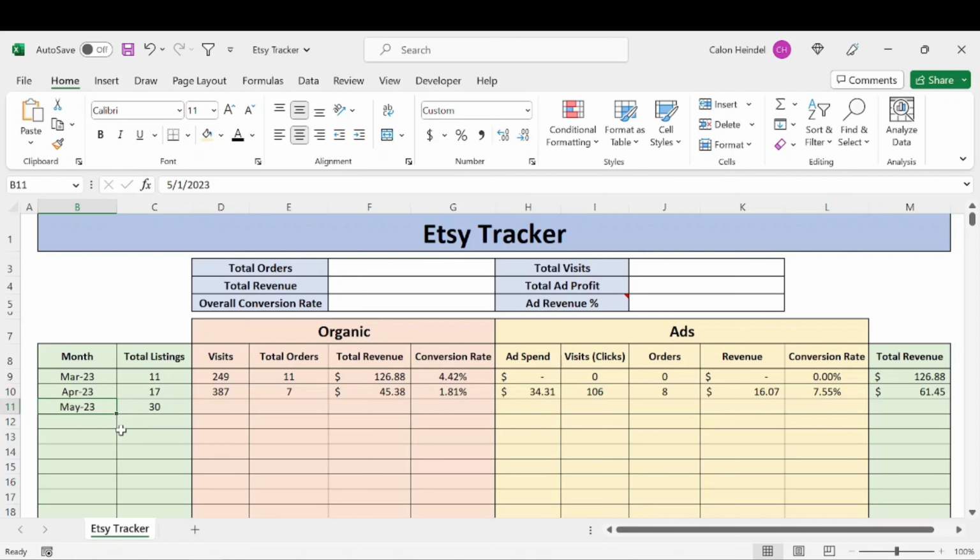Alright, so May 2023 was the third month my store was open. As you can see, I had 30 listings. I nearly doubled the amount of total listings that I had. Now, in terms of organic traffic and orders, I had more visits than I ever had previously, more total orders, but less revenue. And I'm going to tell you why that is in a second here. But I had a little bit higher of a conversion rate compared to month 2 for all my organic traffic and sales.